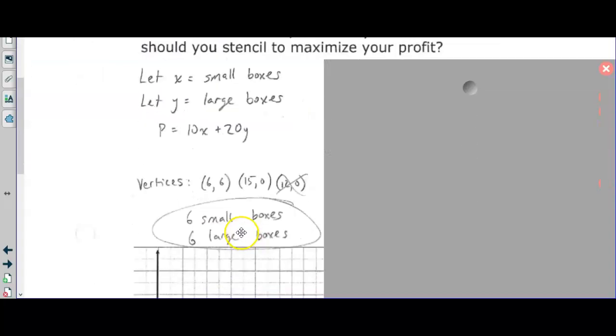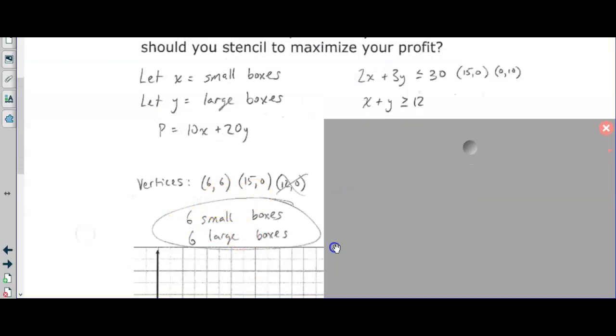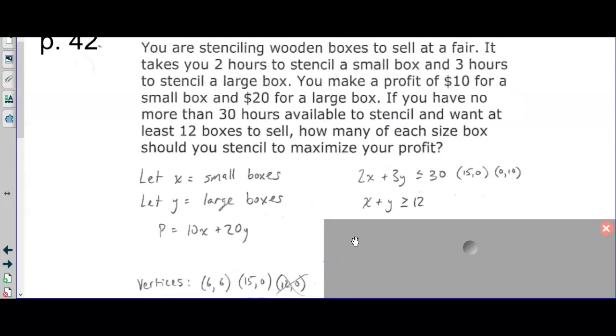All right, I'm going to come back to this vertices section in a minute. Let's talk about the constraints. The constraints here are about the hours I have to make these boxes. It takes 2 hours to make a small box. It takes 3 hours to make a large box. When I combine all of those hours, I have to stay under or equal to 30. And that's because I don't have more than 30 hours available. So that's my first constraint. I'm going to graph that, I'm going to shade it, and that'll be part of the problem.